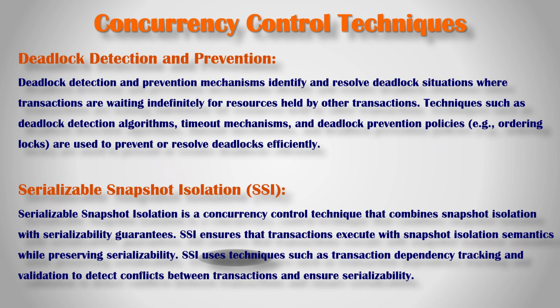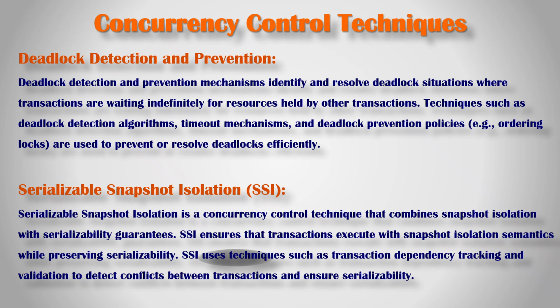Deadlock detection and prevention. Deadlock detection and prevention mechanisms identify and resolve deadlock situations where transactions are waiting indefinitely for resources held by other transactions. Techniques such as deadlock detection algorithms, timeout mechanisms, and deadlock prevention policies, for example ordering locks, are used to prevent or resolve deadlocks efficiently.